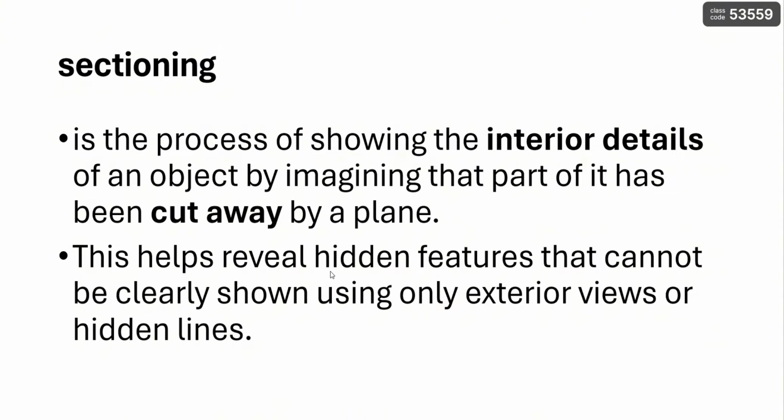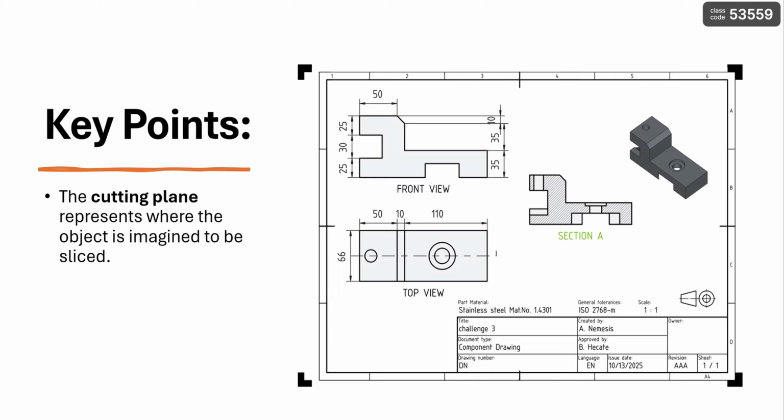Okay, so this helps reveal hidden features that cannot be clearly shown using only exterior views or hidden lines. Sometimes it's not very clear when you look at the hidden lines. So we have to cut so that inside you will see the holes and you will see it clearly using hatch. Okay, so here are the key points.